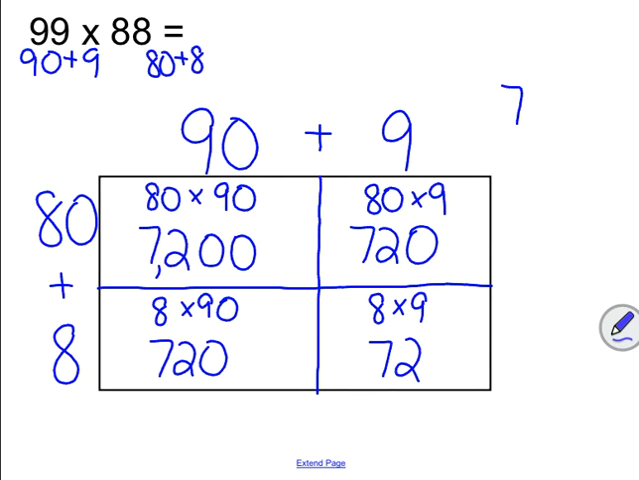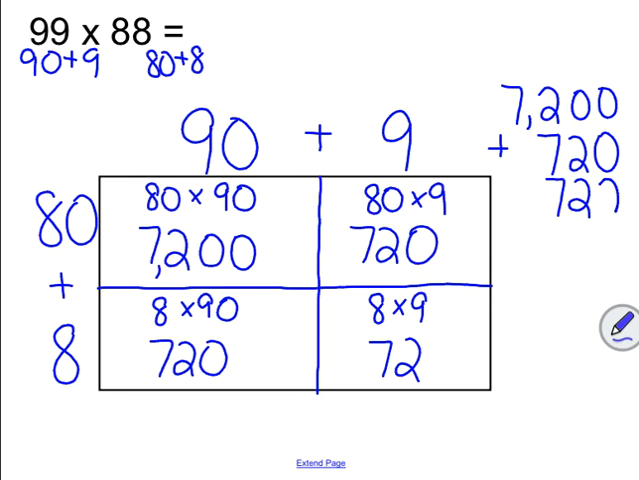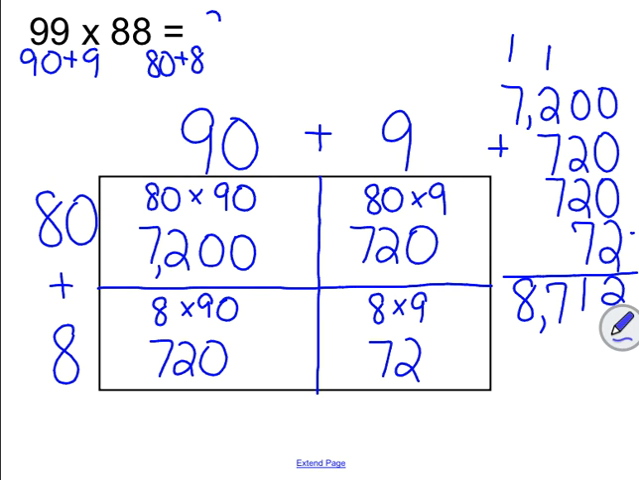So I'm going to go ahead and do the last step, which is to add the partial products. And there is 720 twice and 72. Okay, so I have 2. Then 2 and 2 is 4. 4 and 7 is 11. 1 and 2 is 3. 3 and 7 make 10. 10 and 7 is 17. 1 and 7 is 8. So I have 8,712. So 99 times 88 is 8,712.